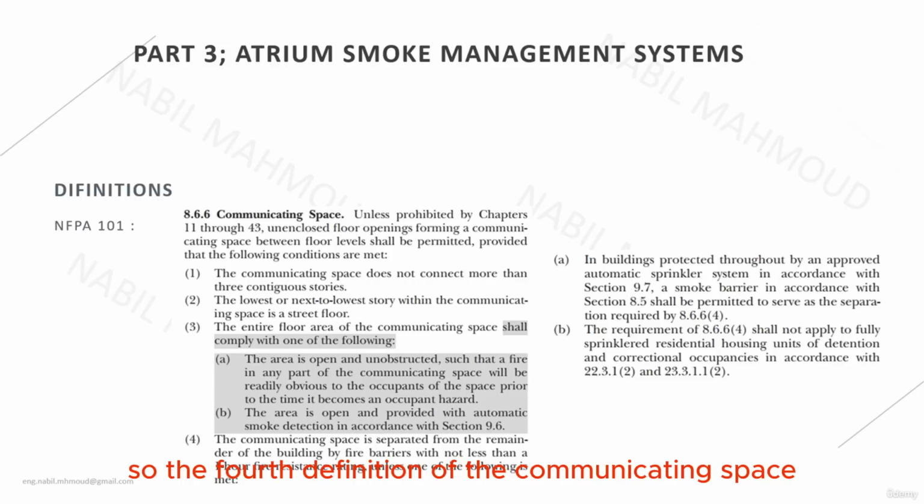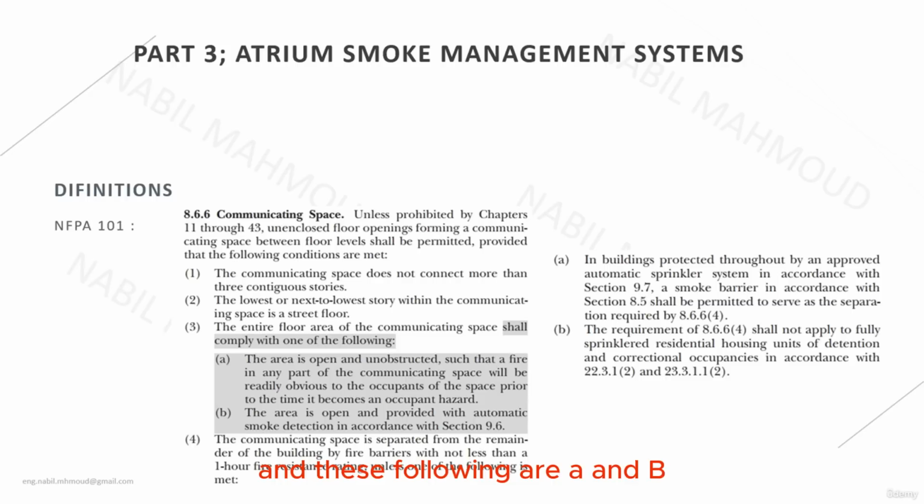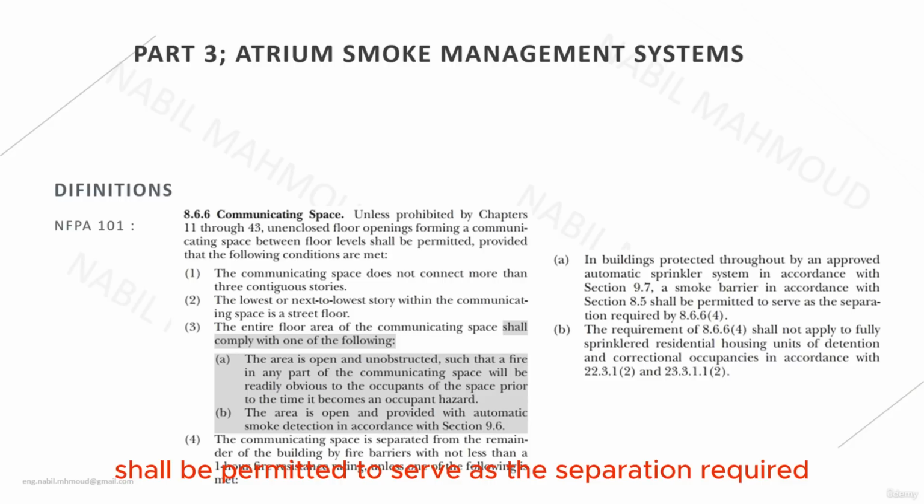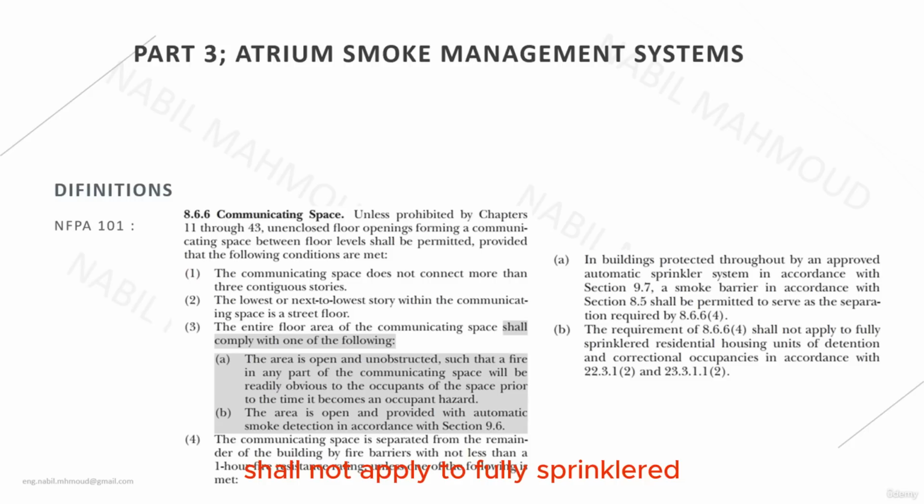So the fourth condition of the communicating space is that the communicating space is separated from the remaining part of the building by fire barriers with not less than 1 hour fire resistance rating unless one of the following is met. And these are points A and B on the right side of the screen. Point A states that in buildings protected throughout by an approved automatic sprinkler system, the smoke barrier in accordance with section 8.5 shall be permitted to serve as the separation required. And secondly, point B, the requirement of this section shall not apply to fully sprinklered residential housing units of detention and correctional occupancies in accordance with the following sections.